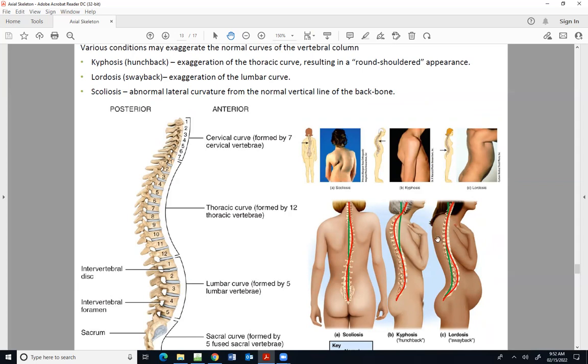Now, both kyphosis and lordosis are abnormal curvatures from front to back. So basically, the curvature is too far back or too far forward, whereas scoliosis is a lateral curvature issue. Okay, it's an abnormal lateral curvature from the normal vertical line of the backbone. What we want is a nice straight up and down backbone, but instead it's kind of got an S curvature to it. This lady is demonstrating a really awful example of it. And I say awful, I mean, she's got it bad.